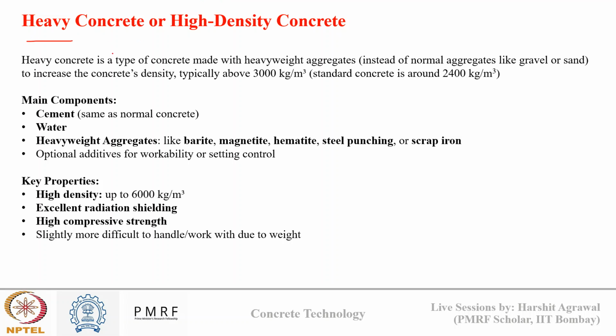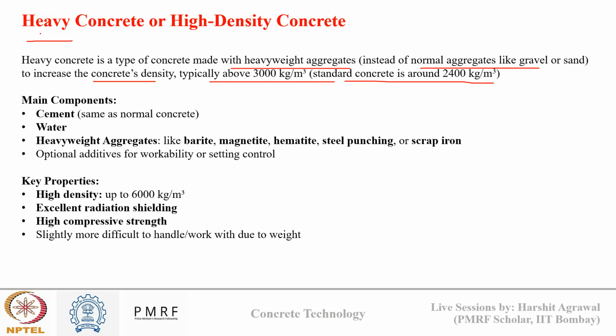Okay, so heavy concrete is a type of concrete which is made with heavyweight aggregates instead of normal aggregate to increase the concrete density. Typically the density of such concrete can go up to 3000 kg per meter cube, whereas standard concrete has a density of around only 2400 kg per meter cube.